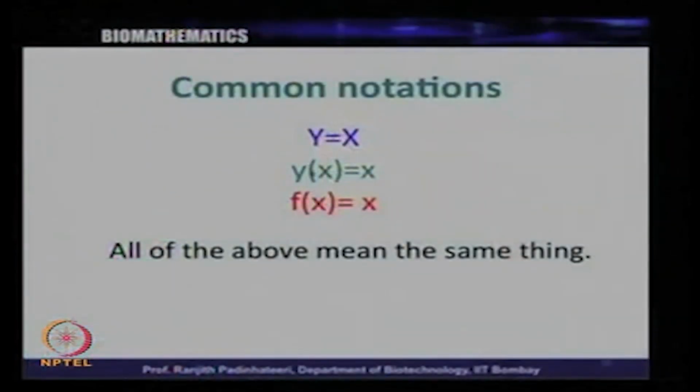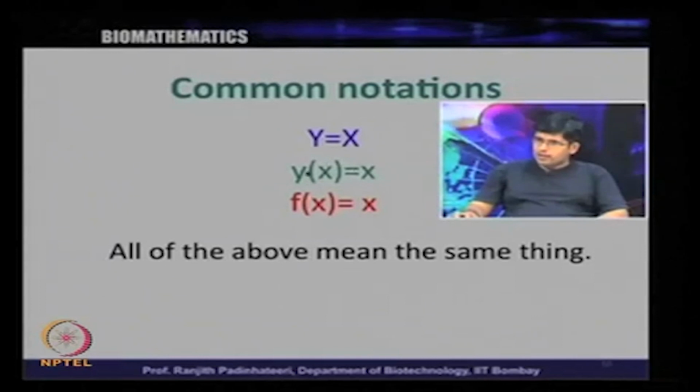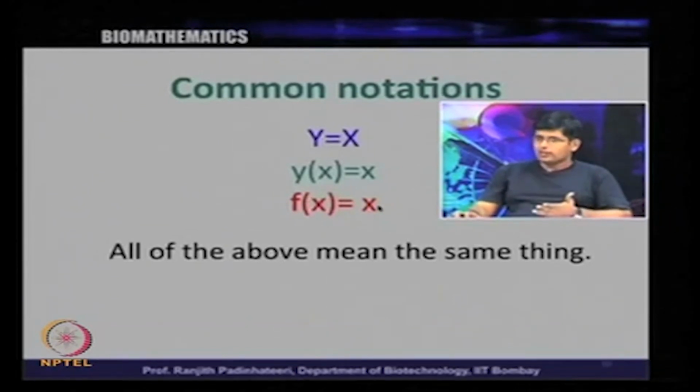When you say y bracket x, what it means is that y is a function of x, y depends on x. So, the y value varies depending on how x value varies. Similarly, when you say f bracket x, f stands for function, and the function depends on the x value. And how does it depend? It depends like x. This is the simplest way of saying it.